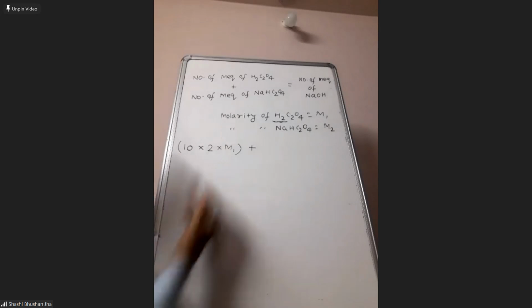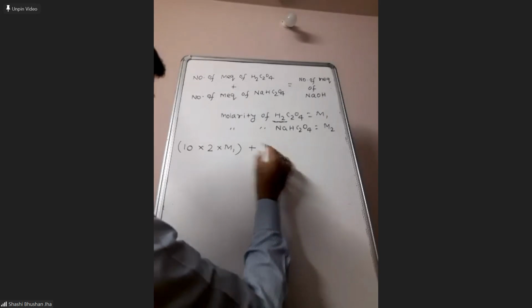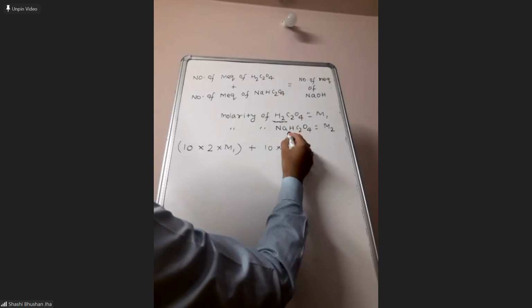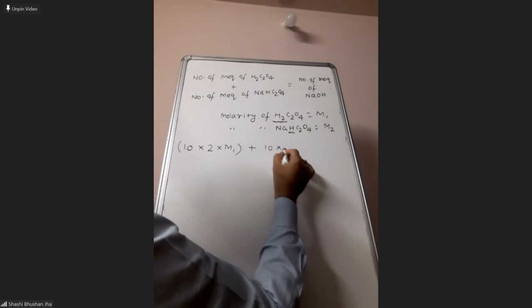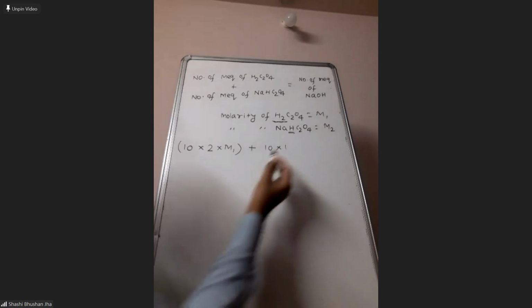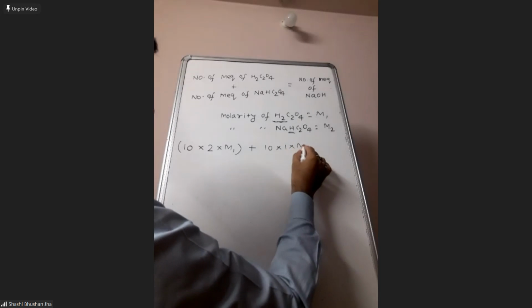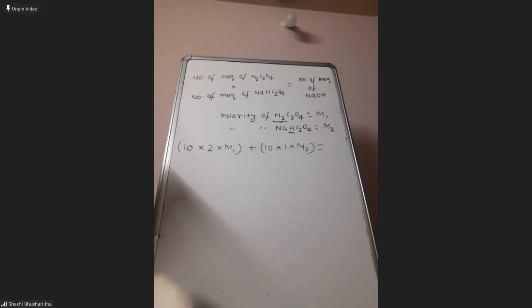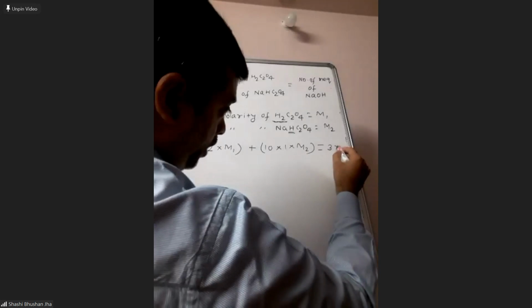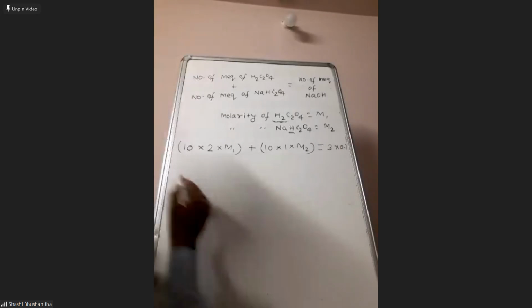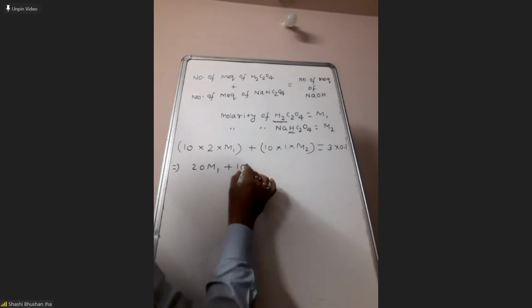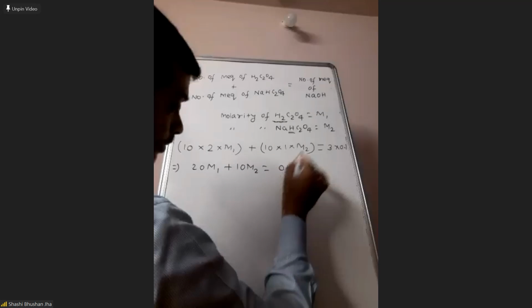Similarly, you can write the number of milli equivalents of sodium bioxalate. Again, volume is 10 milliliter. N factor of sodium bioxalate is 1. There is only one acidic hydrogen. Multiplied by its molarity M2. This will be equal to number of milli equivalents of sodium hydroxide. Sodium hydroxide is 3 milliliter of 0.1 normal, so it is 3 into 0.1. So you can say it is 20 M1 plus 10 M2 equal to 0.3.